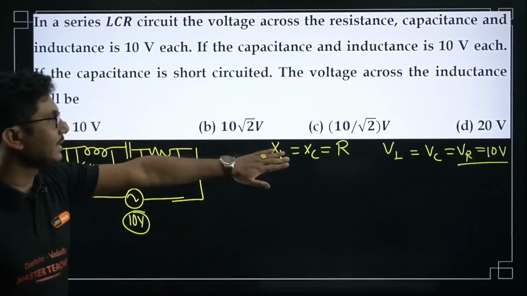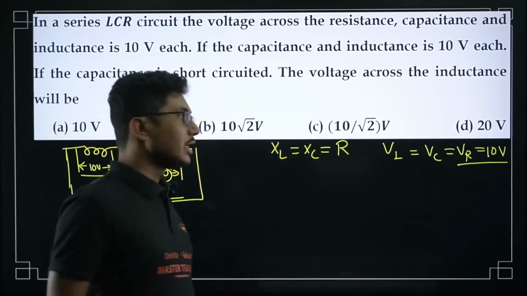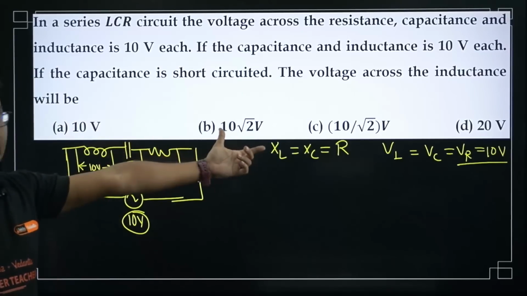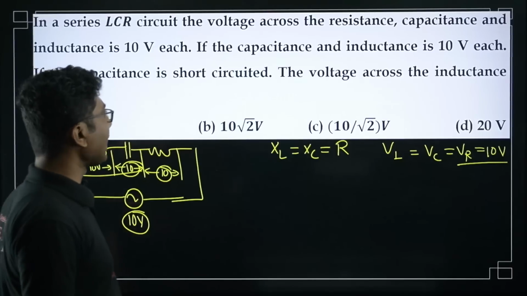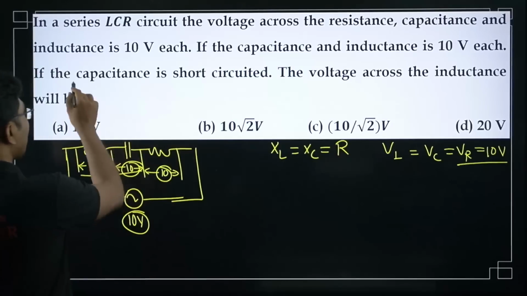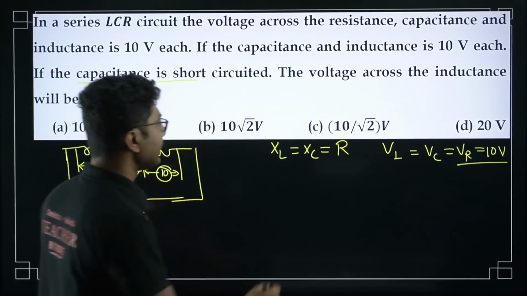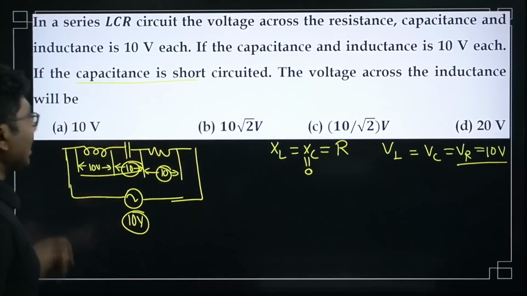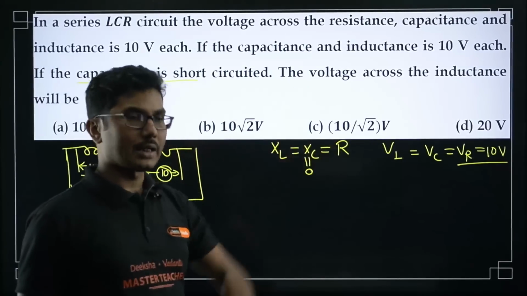So this is the first thing that you have to realize from this question. Even though the question might appear a little bit complicated, this is the first condition that you have to identify. Now you have to apply the second condition, when the capacitance is short circuited. So capacitance short circuited means XC is now equal to 0. Now you have to find the voltage across the inductance.